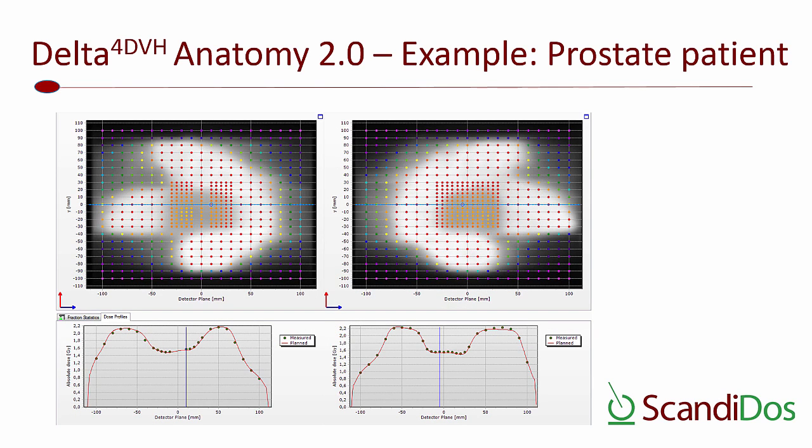And here's another example of a VMAT treatment, a slightly more complex plan. And we have a low dose region in center field. And here we see two horizontal profiles of the two detector planes. And as you can see, there's very good agreement between delivered and measured dose.